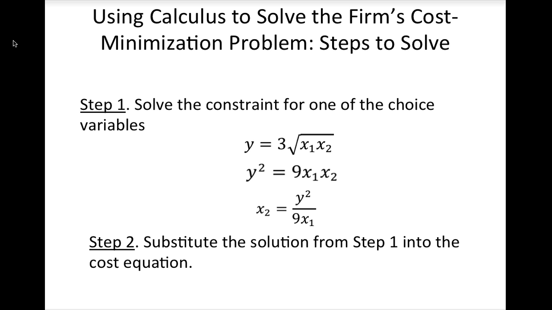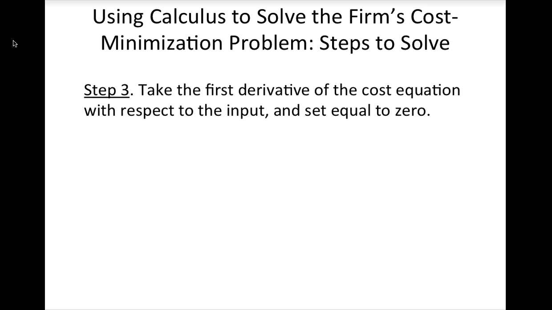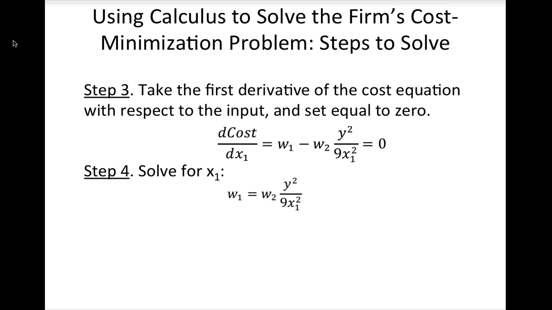Then we substitute this solution into the cost equation. Now that we have incorporated the constraint into the objective function, we can use calculus to find the value of x1 that minimizes this function. To do this, we will take the first derivative of the cost equation with respect to the remaining input and set the derivative equal to 0. Then we solve for x1.